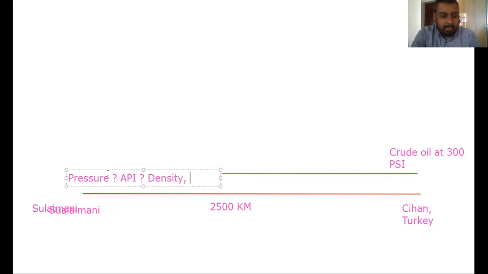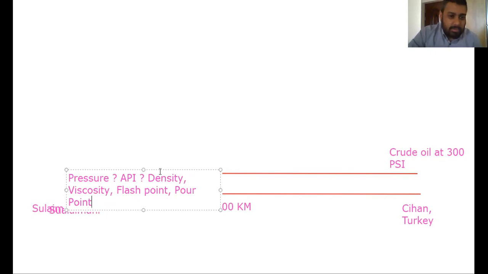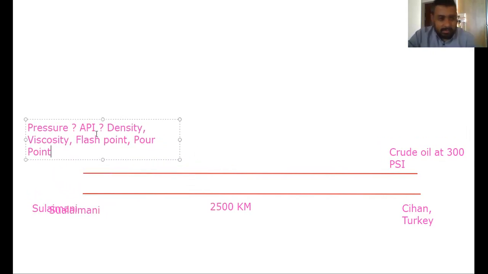What should be the viscosity? What is its flash point? What is its pour point, and so many other factors that are needed. API gravity, density, viscosity, flash point, pour point, and okay, for now they are fine. So we have lots of factors that affect this pipeline system.